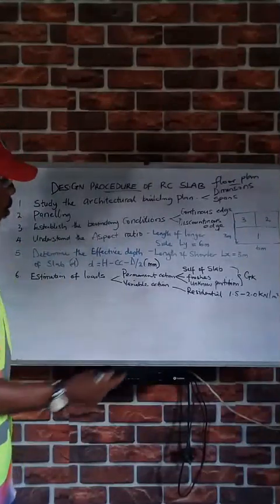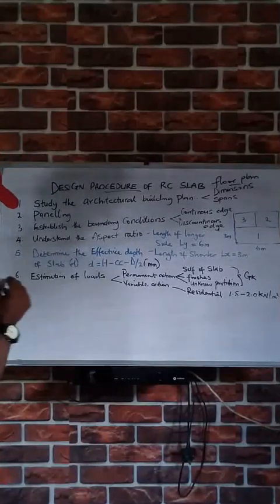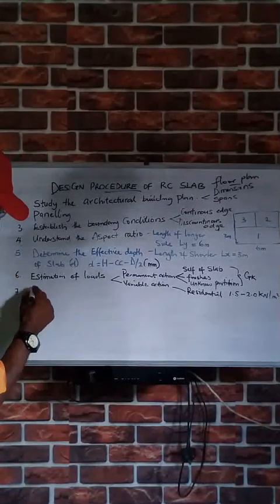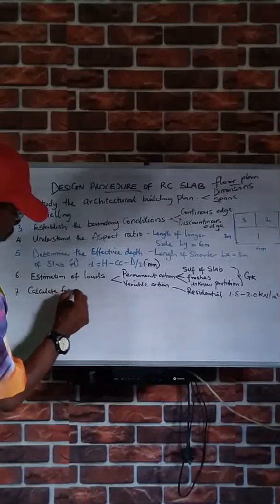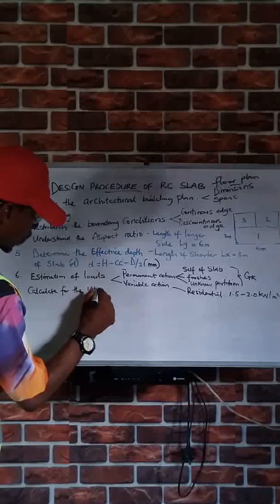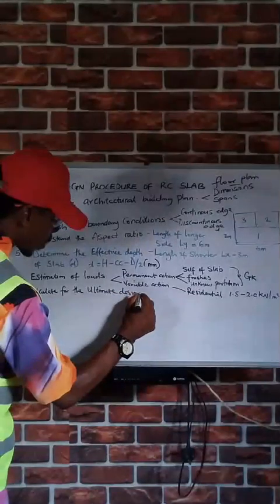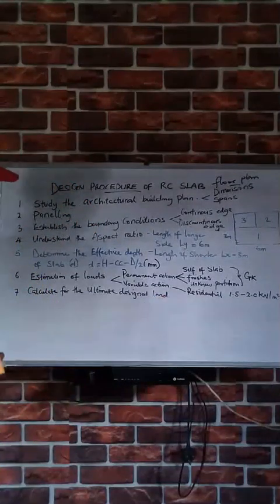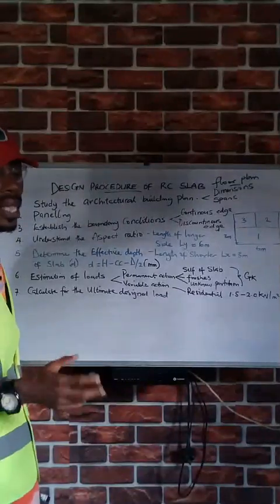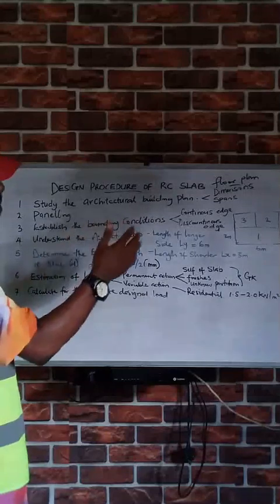that is variable action. Okay, so once you are done with this, the next step, which is step 7, is to calculate for the ultimate design load. All right, and for our slab, we usually consider it as simply supported, with a uniformly distributed load, because we are treating the panels.